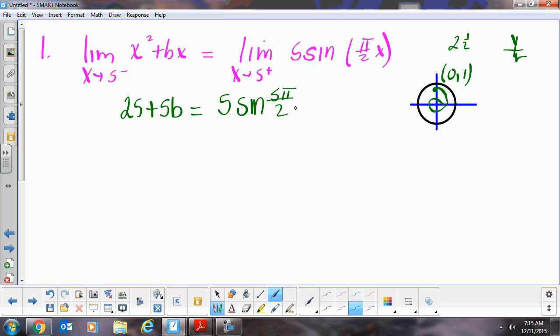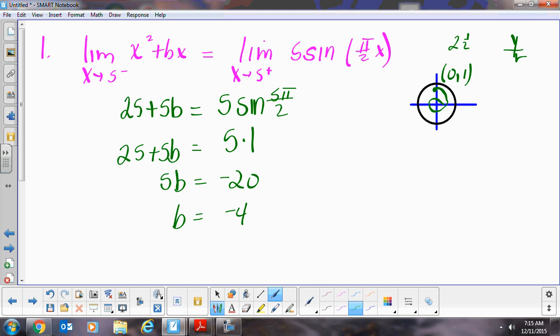And so what's my y? 1. And what's my r? So do you agree that that's going to be 5 times 1? All right, so from here, it's just solving. So we're going to subtract 25, so we get negative 20. What is b? Negative 4. The answer is supposed to be C. We got it.